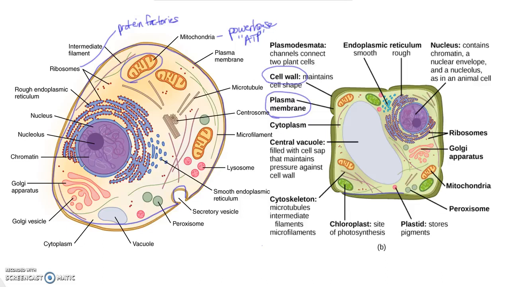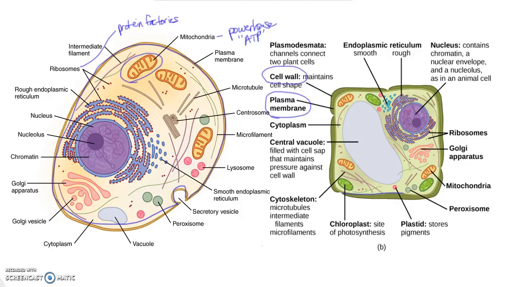All cells have to have a plasma membrane, no matter what type of cell. And the plasma membrane is like the gatekeeper. Okay, this is what's deciding or determining what can get into the cell and what can get out of the cell. Animal cells don't have a cell wall. Plant cells do. The cell wall is a more rigid structure, and this is what's going to give the plant cell some protection. It provides support, and even helps to give shape to the plant cell.